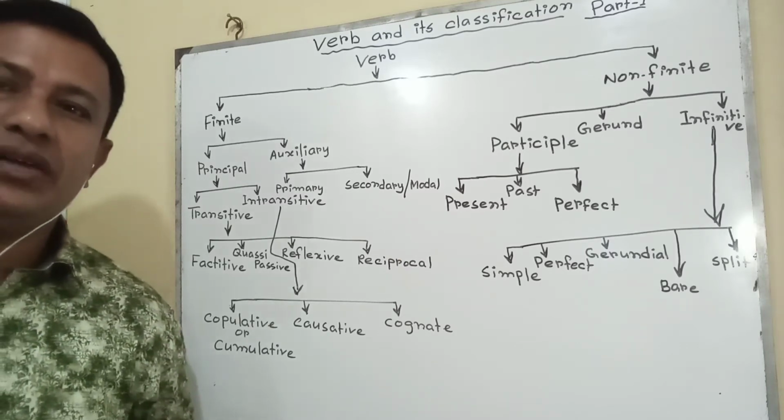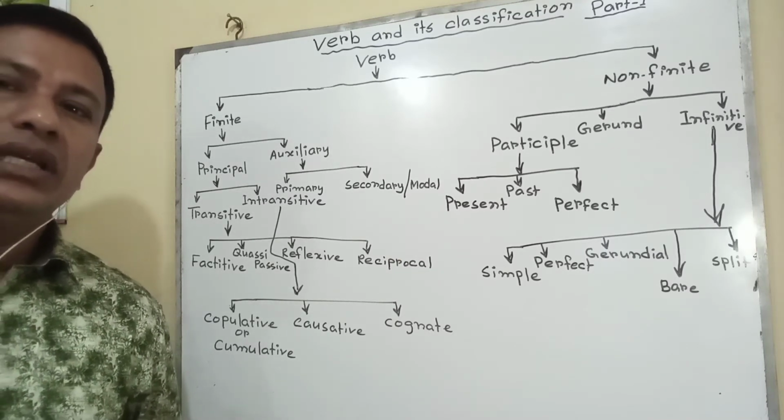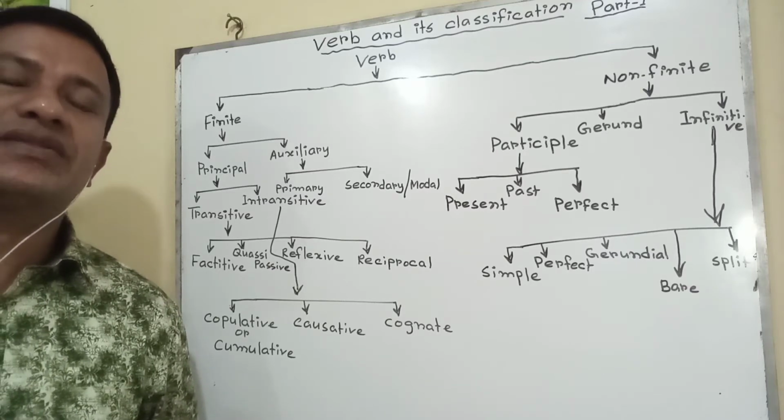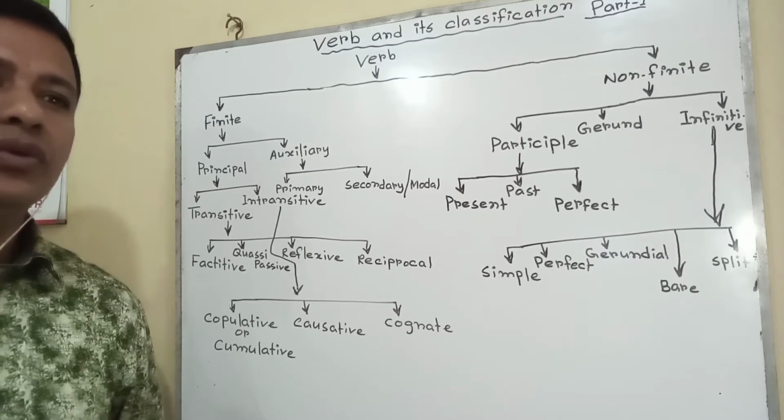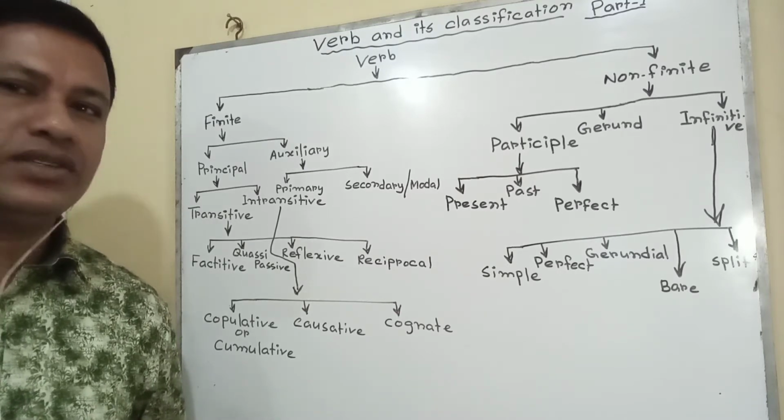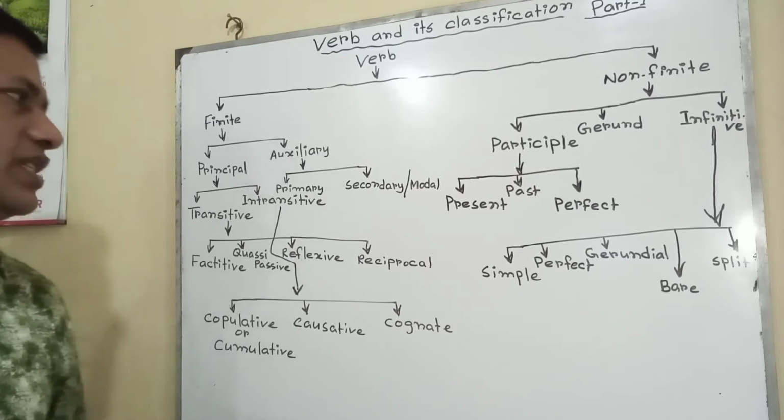Intransitive verb: the verb which does not have an object is called intransitive. Such as: birds fly in the sky. Birds fly. If I ask fly with what and who, the answer is not coming. That's why it is intransitive.